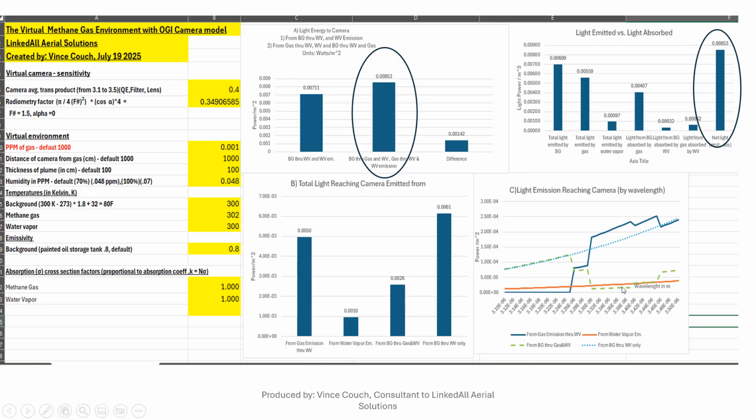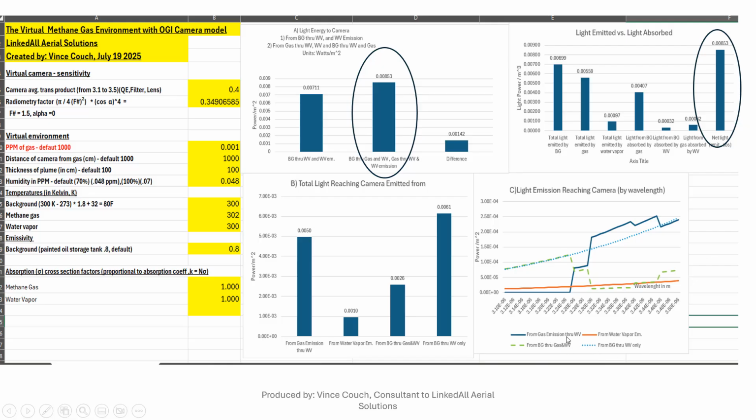This is from background through gas. So here you're getting a lot of absorption by methane, right? It's absorbing a lot in these wavelength bands. So that's why this green line drops. The next is from water vapor emissions. This is just the amount of light emitted by the water vapor. That's actually pretty low. The emittance of such a very low ppm of water molecules in the air is pretty low. And then from background through water vapor only, I'm sorry, we've already looked at that one.